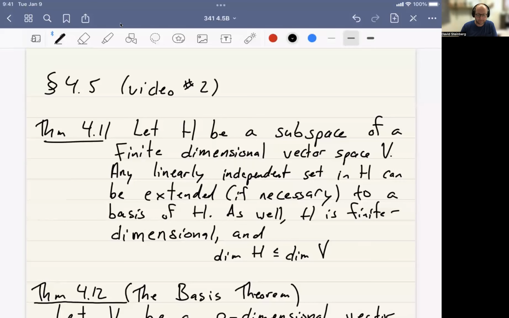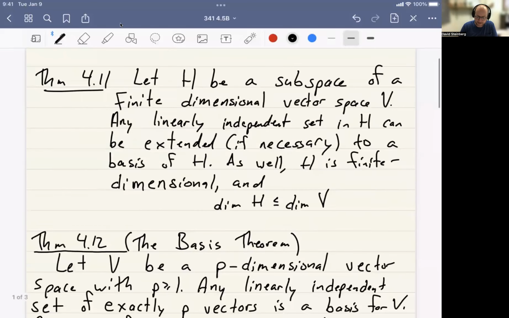We'll start with a couple theorems. So theorem 4.11: let H be a subspace of a finite dimensional vector space V. Any linearly independent set in H can be extended to a basis of H. And I say here "extended if necessary," which means that if it isn't already a basis, then you can chuck in some extra vectors until it becomes a basis.